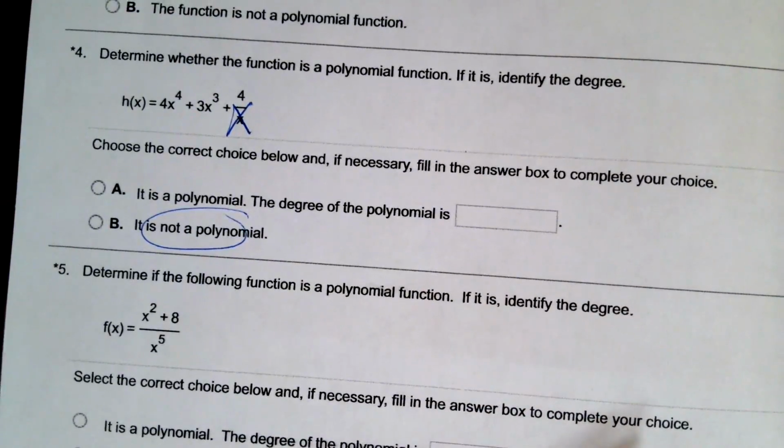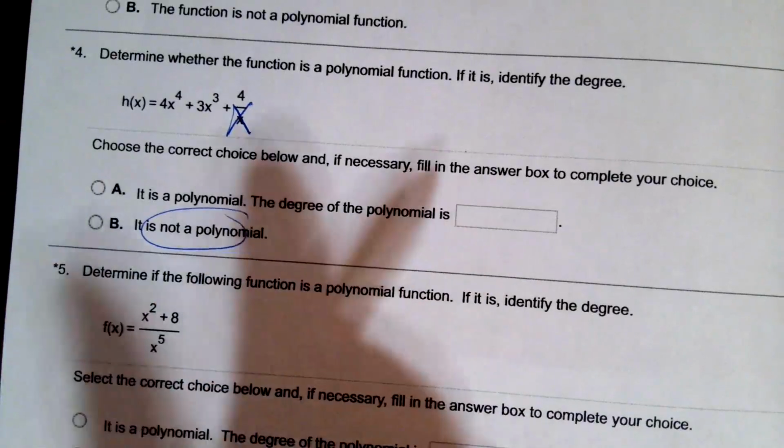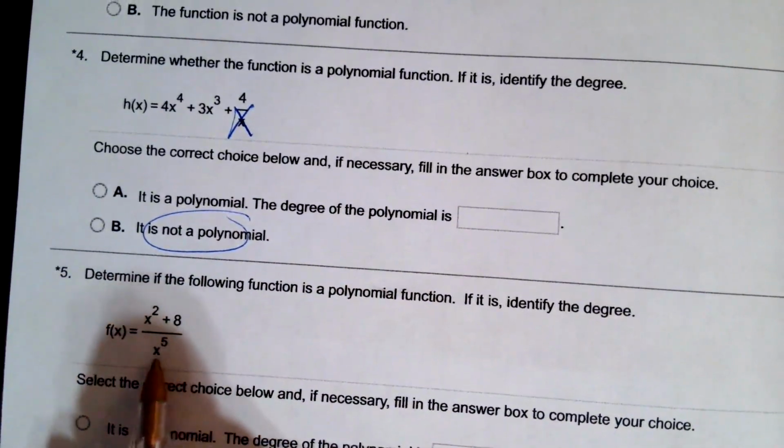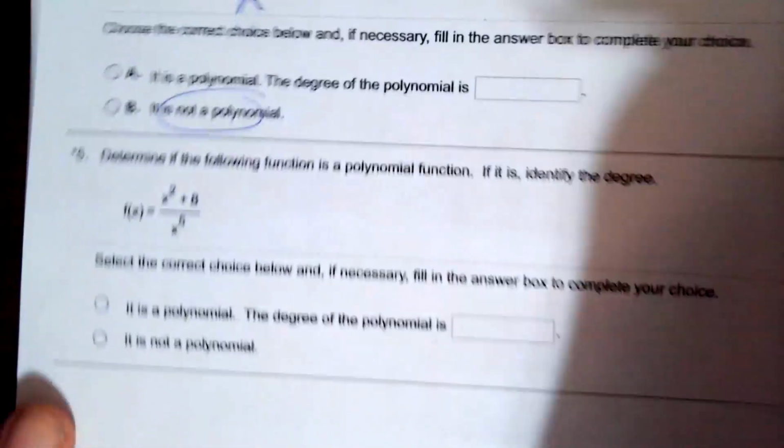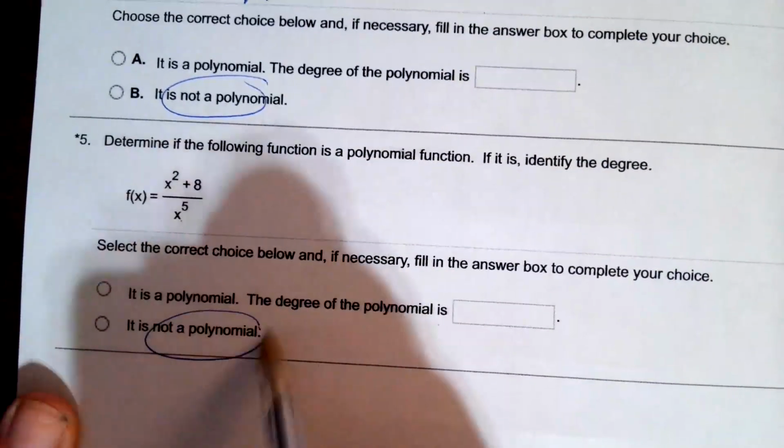Determine if the following function is a polynomial. If it is, identify its degree. Again, you can't have a denominator that's got a variable in it. If you were to work that out and simplify it still would have a variable. So this is not a polynomial.